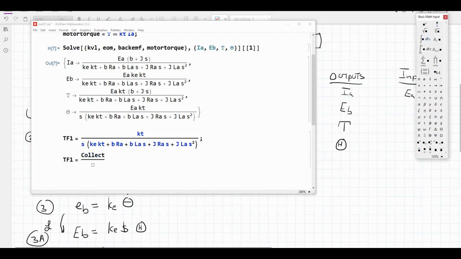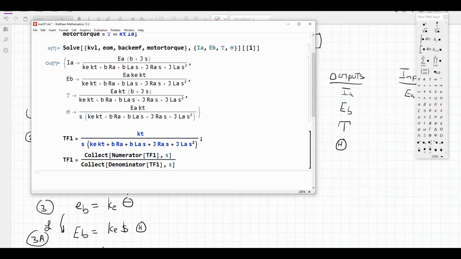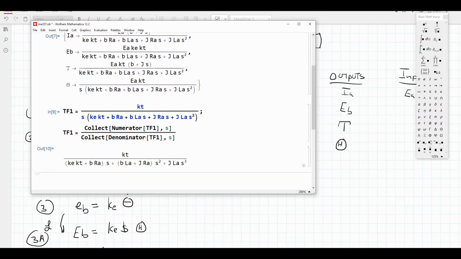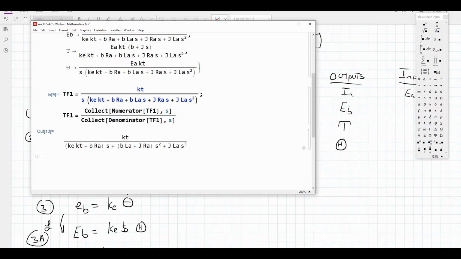And I'll say TF1 equals, this is where I want it to do the algebra for me. Collect the numerator set of TF1 S, and then the denominator. So I can get into basically the form I want. All right, so this looks good. I have an S cubed on the bottom, an S squared term, and an S, and I have a constant on top. So this is my theta over EA. And it's in basically the form I want. I'll just have to rewrite it in descending powers of S rather than ascending.